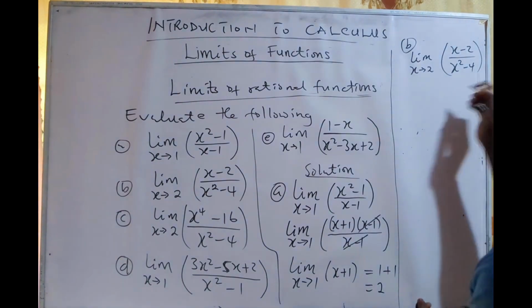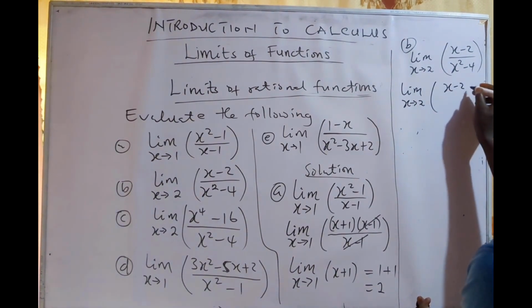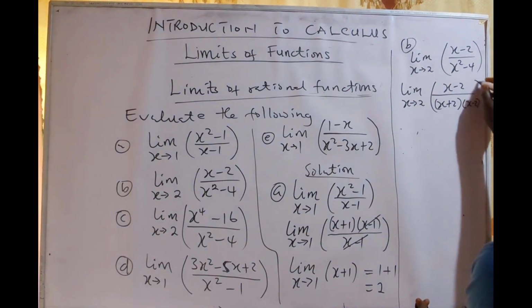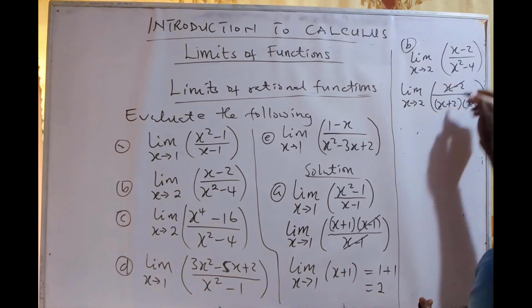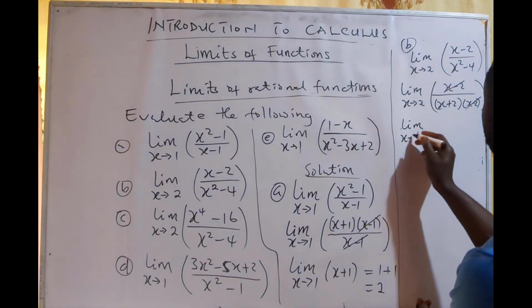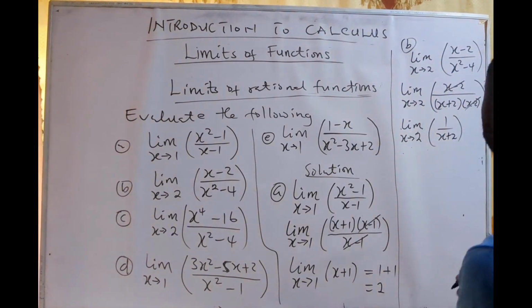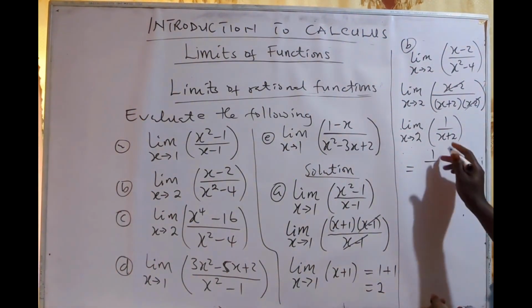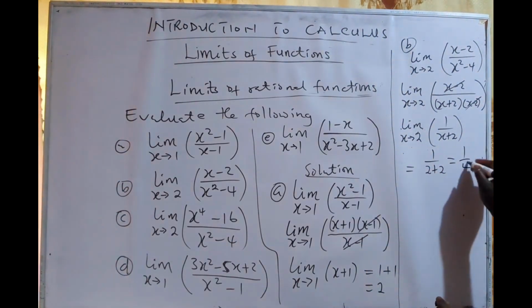So I'll have the limit as s approaches 2 of (s minus 2) all divided by (s plus 2)(s minus 2). Then s minus 2 cancels s minus 2, so here will be 1. So I have the limit as s approaches 2 of 1 over (s plus 2). Okay, so this is what I have. 1 over s plus 2. And I'll do my substitution, and that will be equal to 1 over, s is 2, so 2 plus 2. And I have 1 over 4.